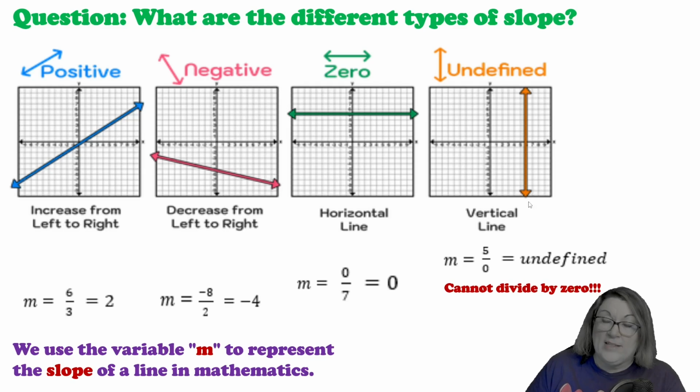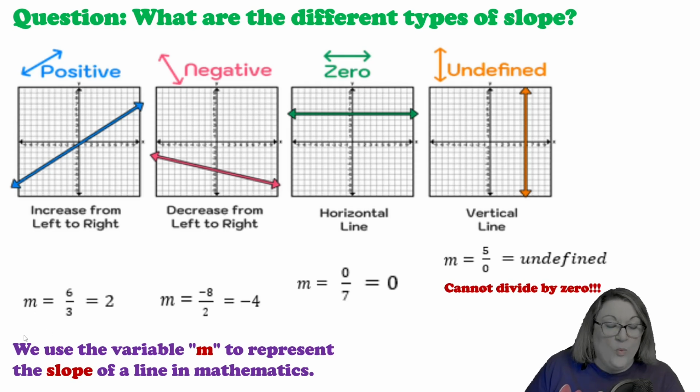And the reason why it's an undefined slope is because you cannot divide by zero. So sometimes you will have this pop up mathematically. And whenever you have zero in your denominator and you type that in your Desmos calculator, you're going to get this word undefined. That means that you cannot divide by zero. That is a no-no in math.